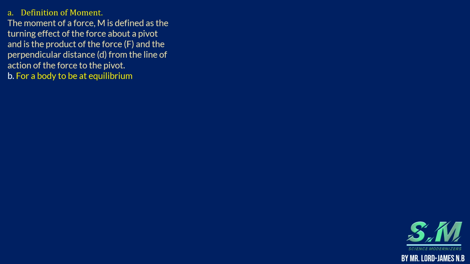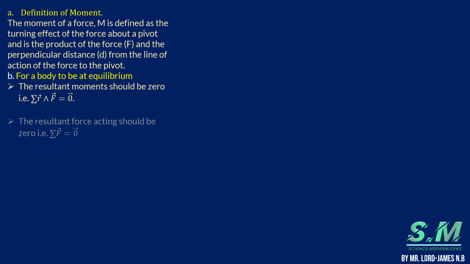From the principle of moments, the conditions necessary for a body to be in equilibrium are, first, the resultant moment on the system should be zero. So the sum of the clockwise moments should be equal to the sum of the anti-clockwise moments, or in other words, the resultant moment in that system should be zero. That is the first condition to be met for a body to be at equilibrium.